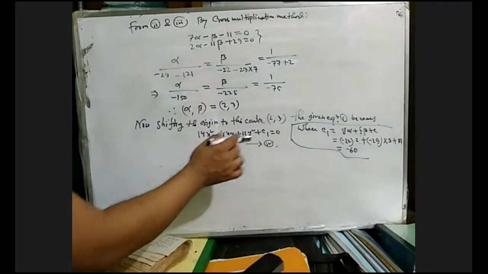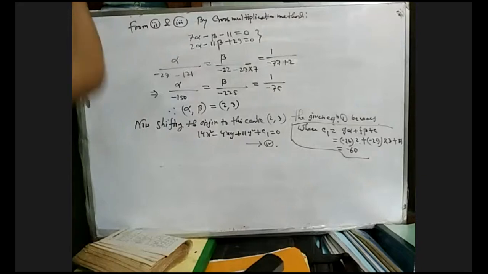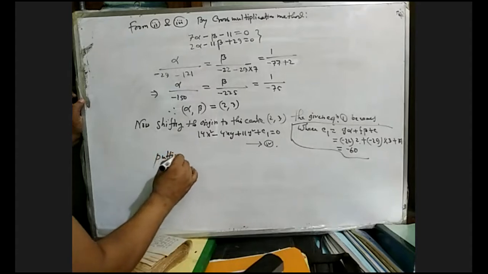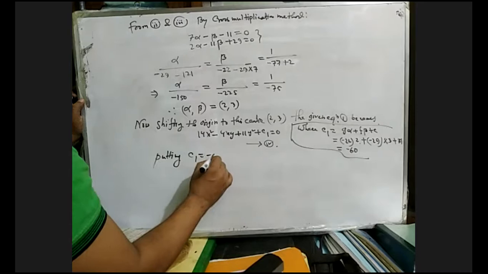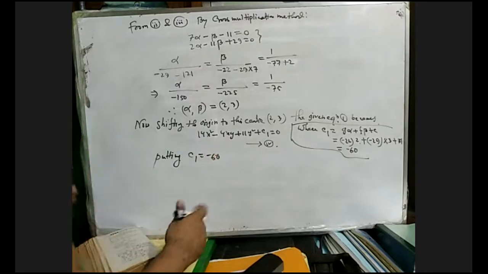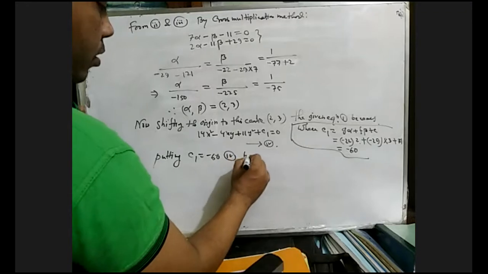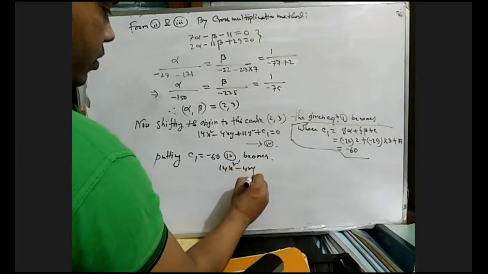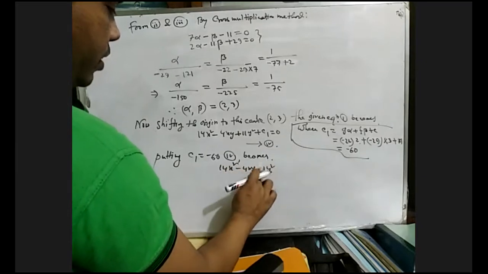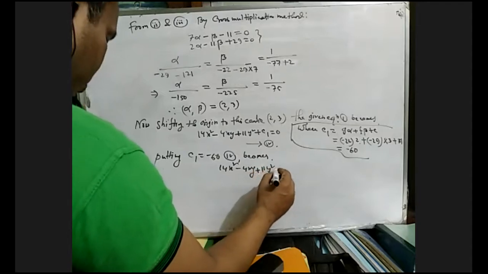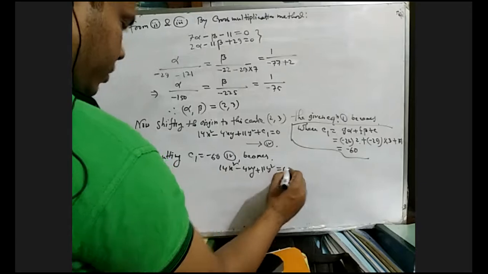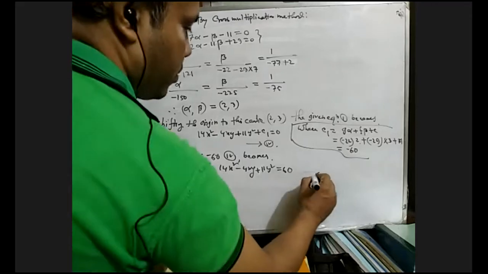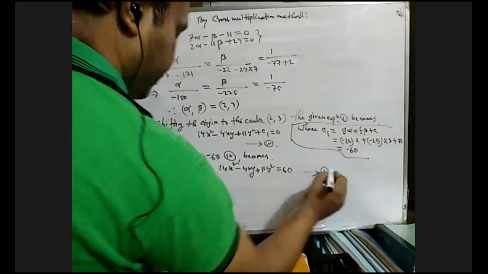So just putting these values, we get the standard form. Putting the value c1 equals minus 60, equation 4 becomes 14x square minus 4xy plus 11y square equals 60. This will be equation number 5.